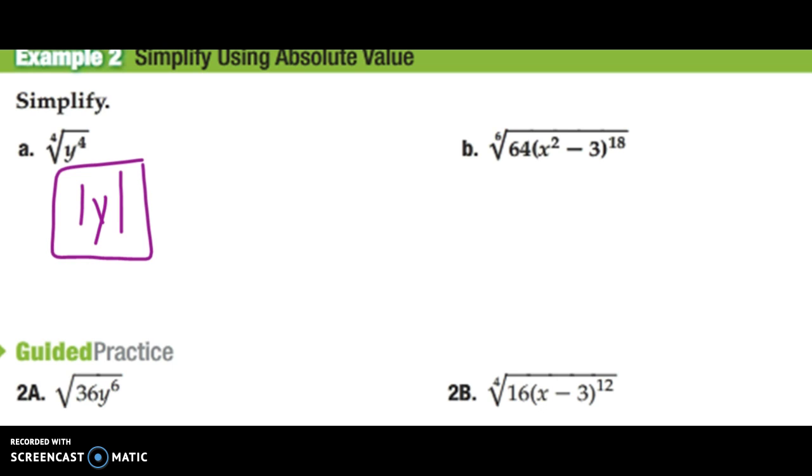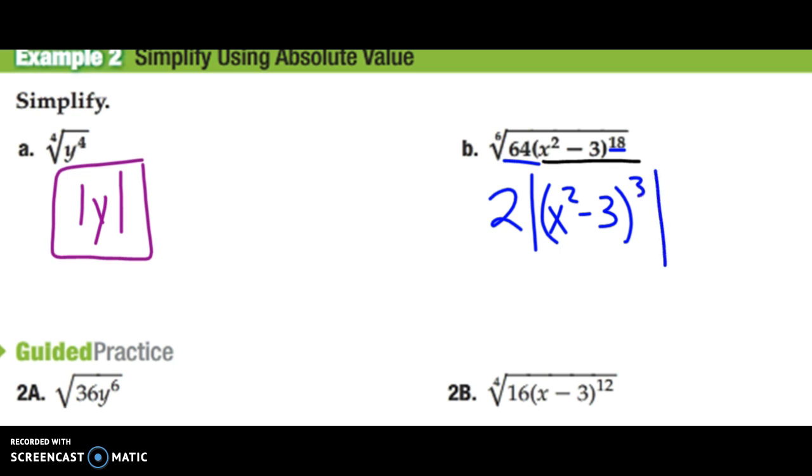Just like also in letter B, we're looking for the sixth root of 64, and then in parentheses, x squared minus 3, all of that to the 18th power. So we're going to take 64 to the 1/6 power. And I can do that on my calculator, and that's just going to be 2. And now here, this value right here, we don't know whether that's going to be a positive or negative answer. So I put that into my absolute value, and I'd say x squared minus 3, and then 1/6 of 18 would be to the 3rd power, and I keep that in my absolute value. Again, because I'm not sure whether that's positive or negative, and so we just find that as our principal root.